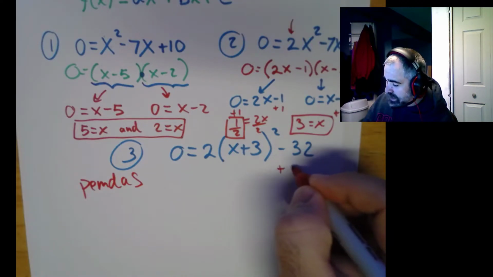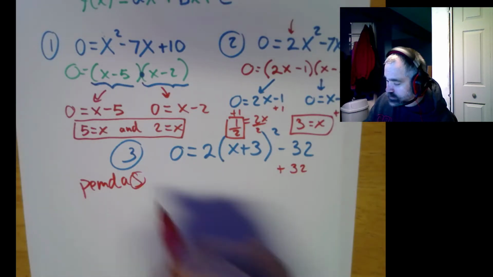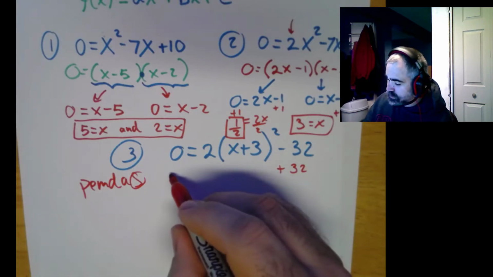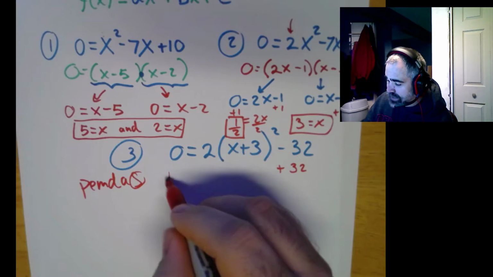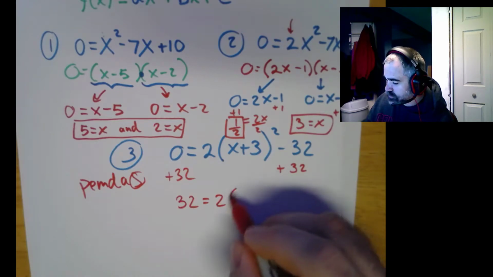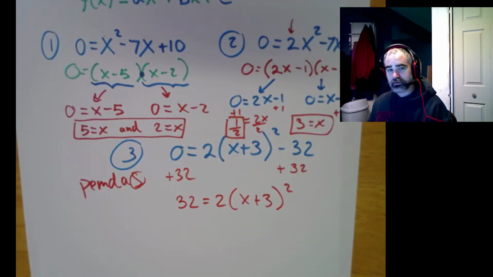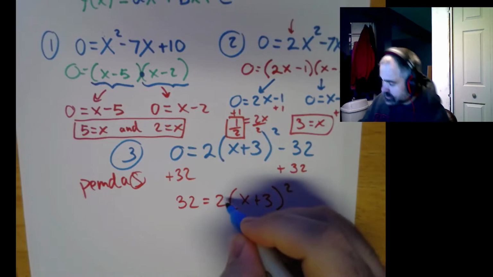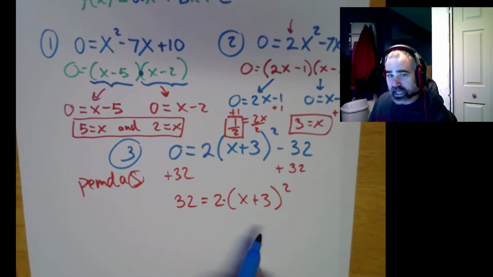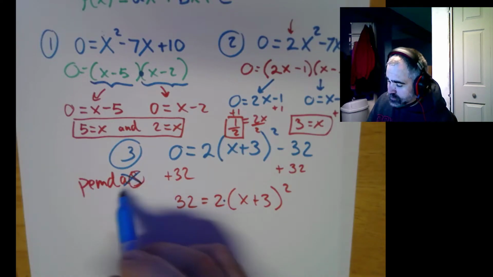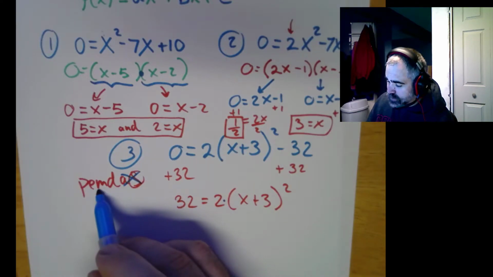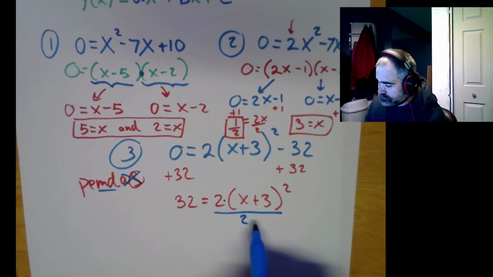I'm going to add 32 to both sides because I'm starting with subtraction. So to undo subtraction, I add, which gives me 32 equals 2 times x plus 3 squared. And remember that 2 is being multiplied. So since there's no other adding or subtracting that's not inside parentheses, I'm done with those parts. Now I'm at multiplication, division. So the opposite of multiplication is division. Divide by 2.